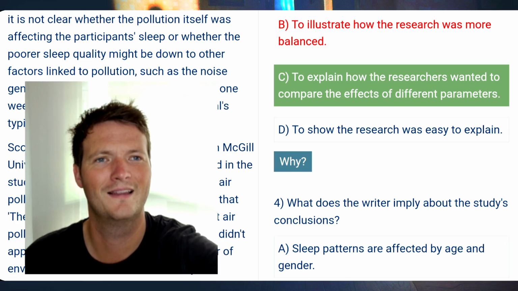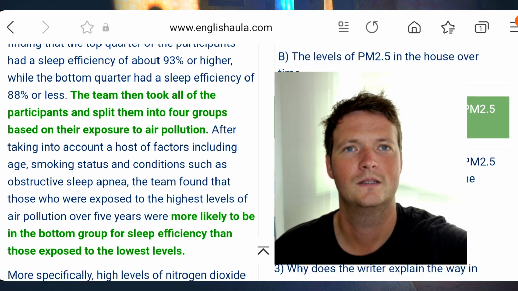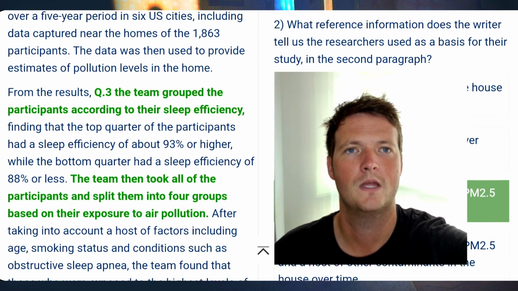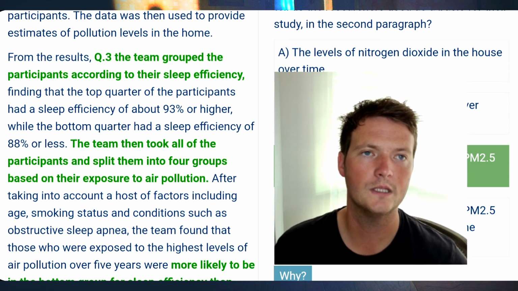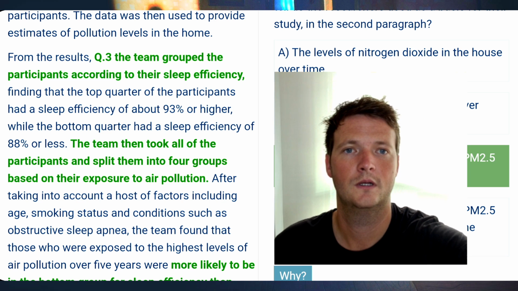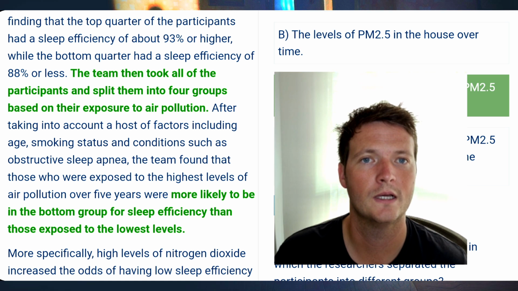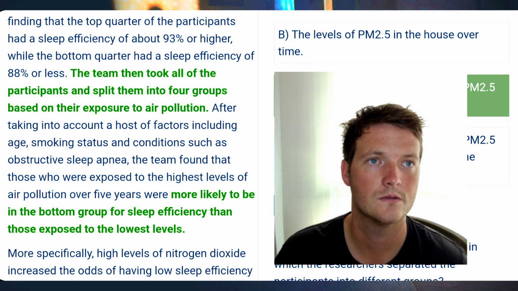Why? Does it highlight it in the text? Okay, so it does. Yeah. So the team grouped the participants according to their sleep efficiency, right? The team then took all of the participants and split them into 4 groups based on their exposure to air pollution. Those exposed to the highest levels of air pollution over 5 years were more likely to be in the bottom group for sleep efficiency than those exposed to the lowest levels.